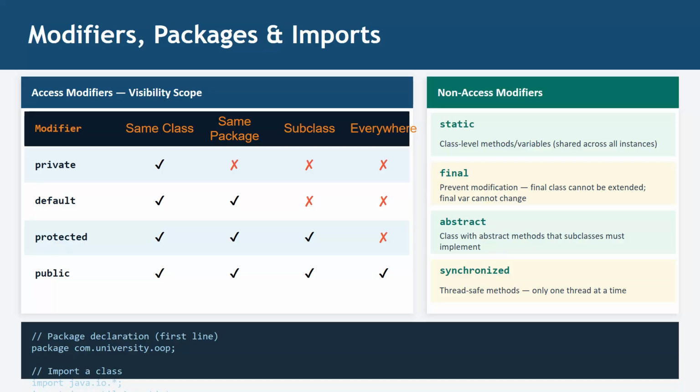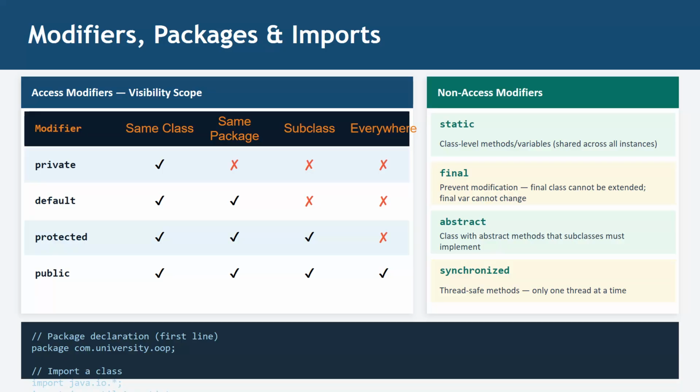It will be restricted. Then you have protected, which can be accessed through the same class, the same package, and subclasses, but it cannot be accessed everywhere by other classes because it's protected and access needs to be approved.